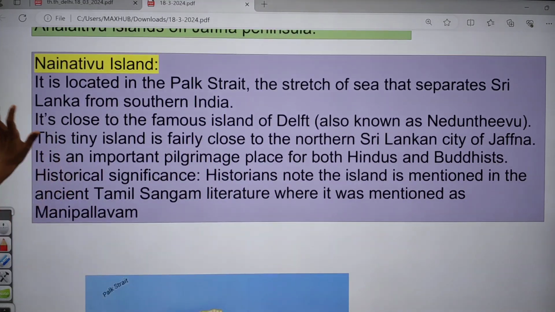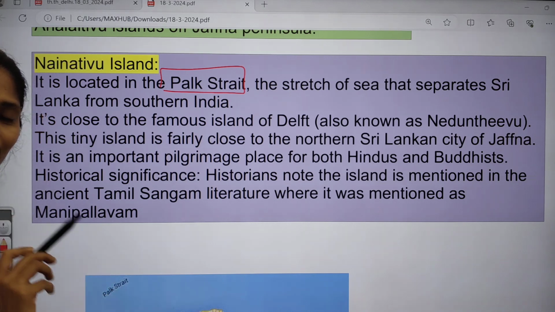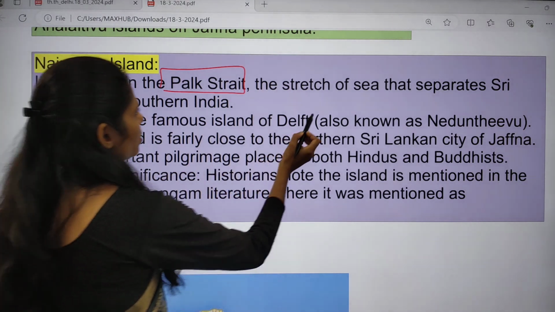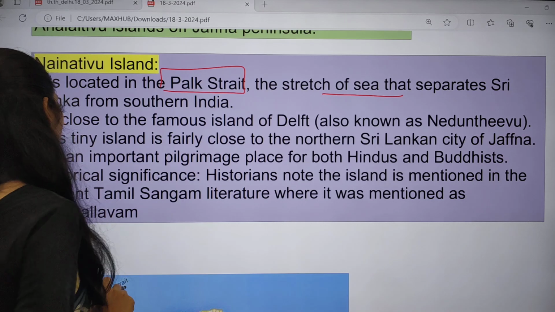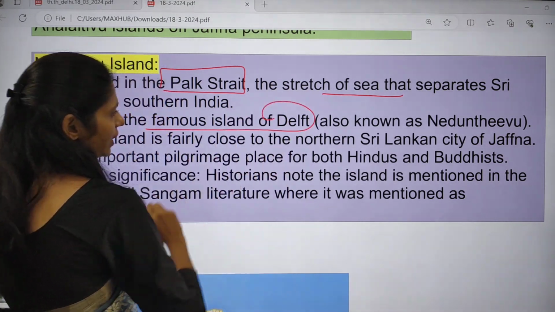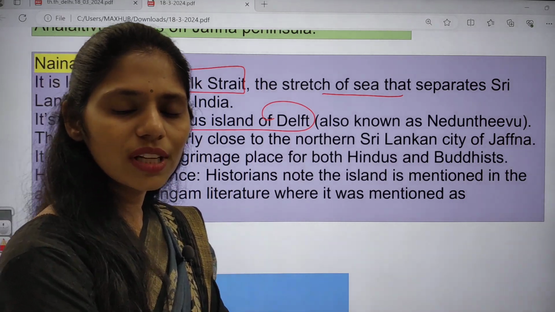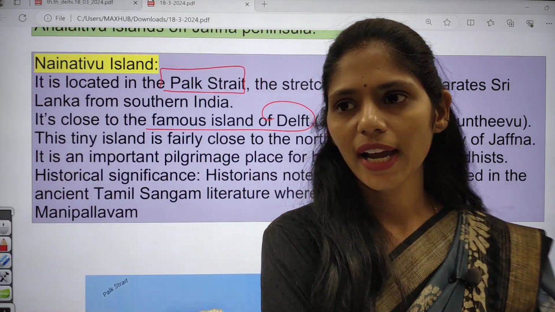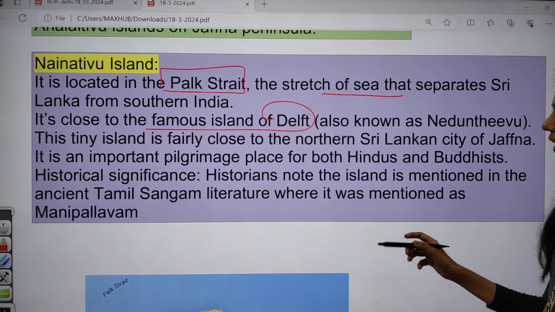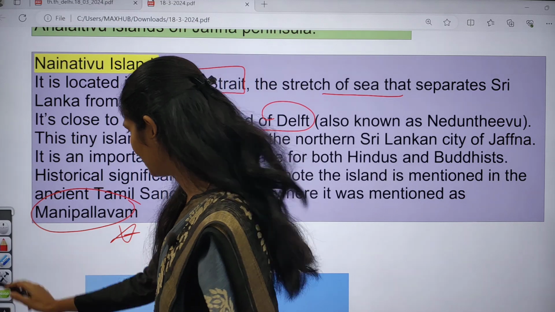Now let us see some facts regarding Katchatheevu Island. It is located in the Palk Strait, a stretch of sea that separates Sri Lanka from southern India. It is very close to the famous island of Delft. Even in terms of historical significance, the Sangam literature mentions Katchatheevu Island, calling it Mani Pallavam. So it is also very important for your prelims.